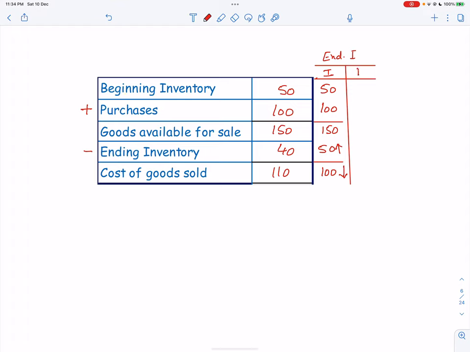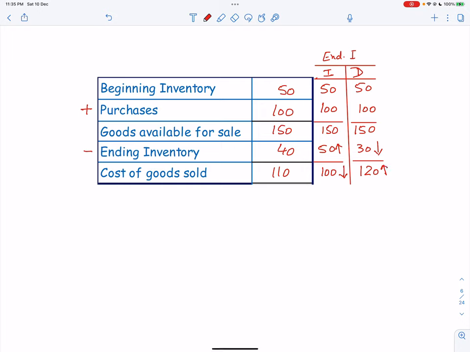Let us see what happens if the ending inventory decreases, and suppose it decreases from 40 to say 30. So once again we have the beginning inventory 50, purchases are 100, and the goods available for sale is 150, and the cost of goods sold will be 120, and now it has increased.